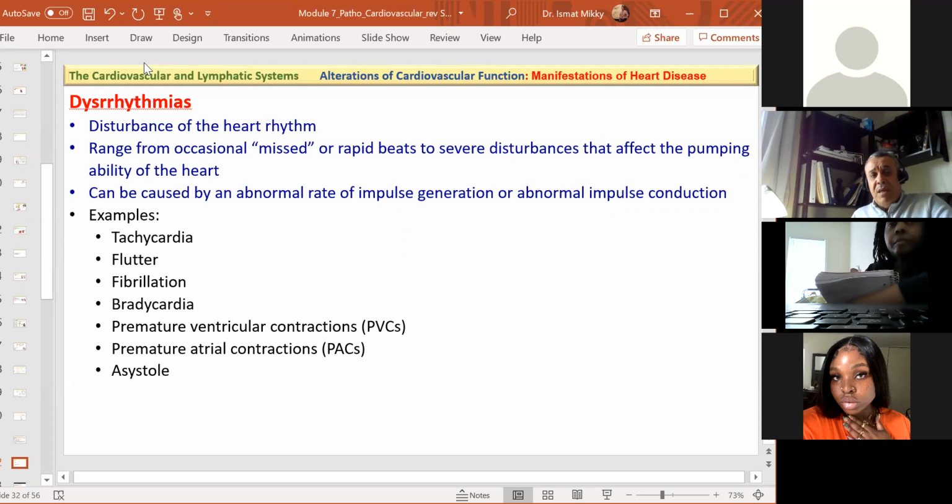Dysrhythmia can be, for example, tachycardia, flutter or fibrillation, bradycardia, premature ventricular contraction (PVC), premature atrial contraction (PAC), or asystole. There are also what are called life-threatening dysrhythmias, like ventricular fibrillation and ventricular tachycardia, the VTach and VFib. All of this will be covered: the interpretation of EKG strips will be done in adult health 2 and advanced in adult health 3.